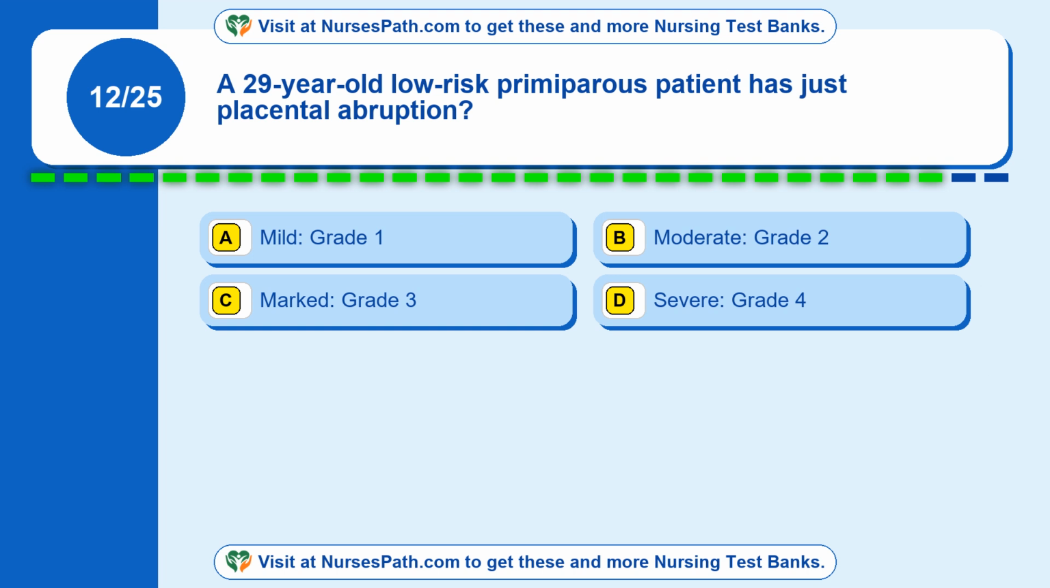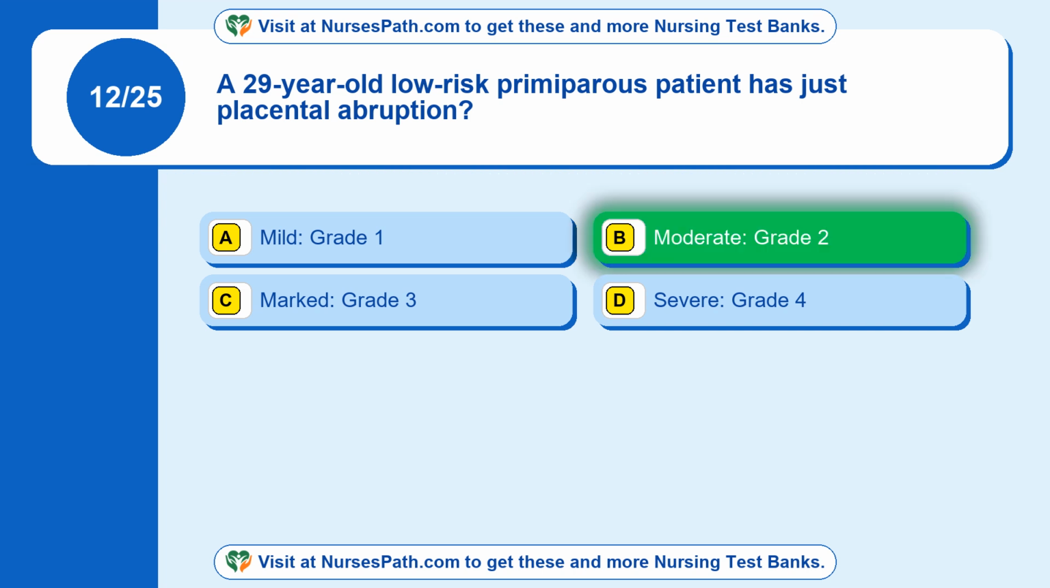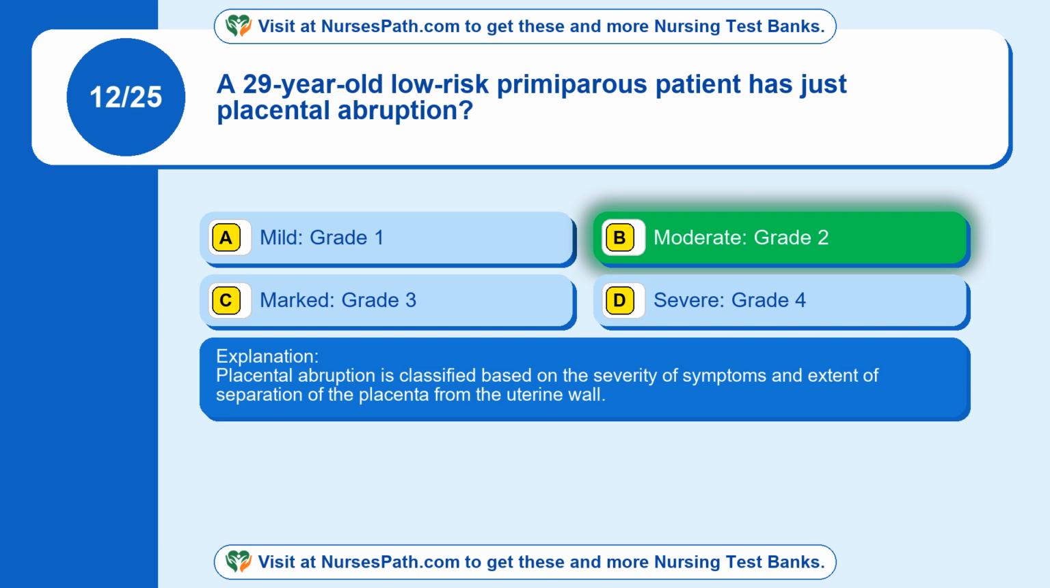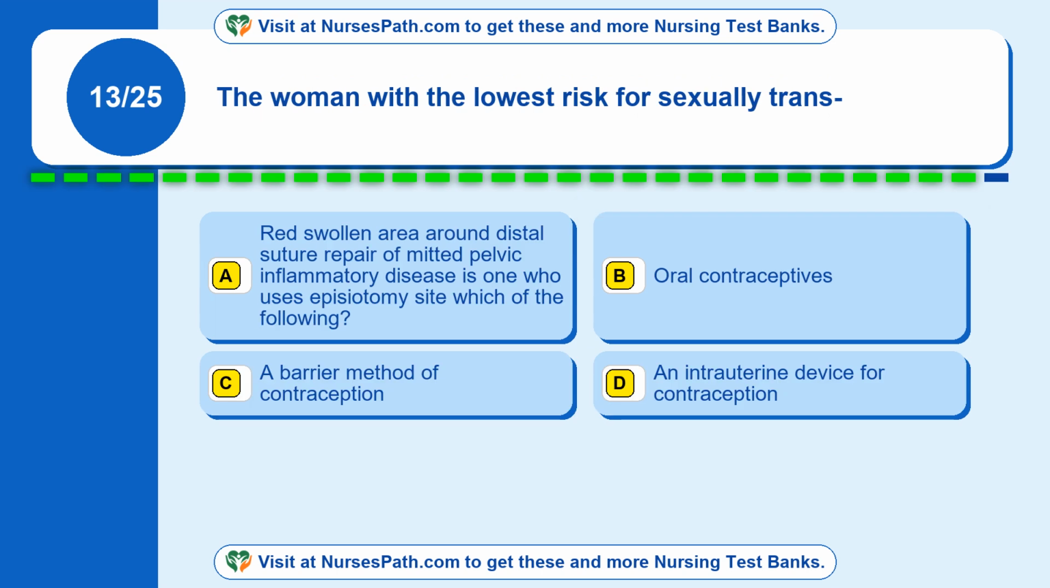Question 12. A 29-year-old low-risk primiparous patient has just placental abruption? Option A. Mild grade 1. Option B. Moderate grade 2. Option C. Marked grade 3. Option D. Severe grade 4. The correct answer is option B. Moderate grade 2. Placental abruption is classified based on the severity of symptoms and extent of separation of the placenta from the uterine wall.